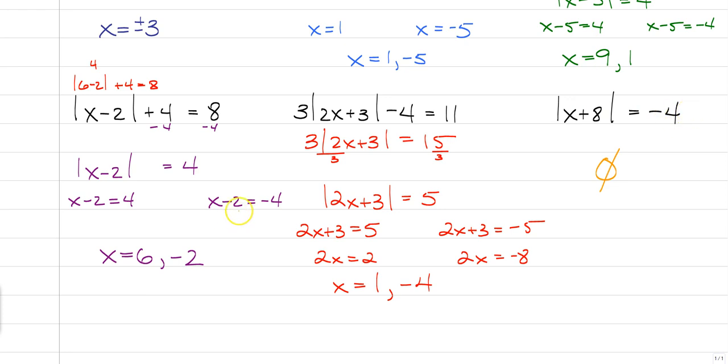Not to be confused with this guy. The absolute value brackets are gone. Okay? So absolute value will never equal a negative, so that one's done.